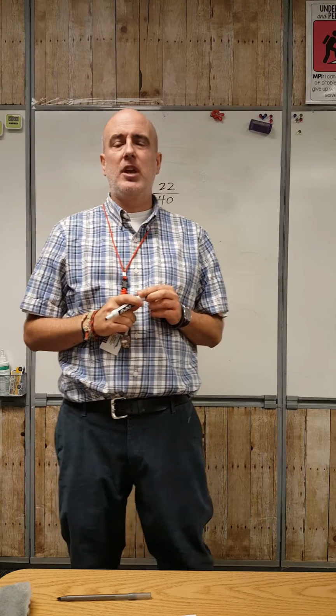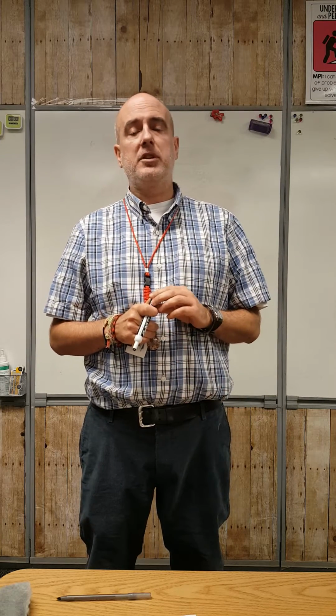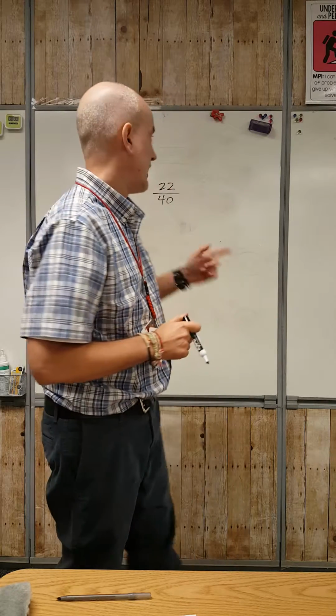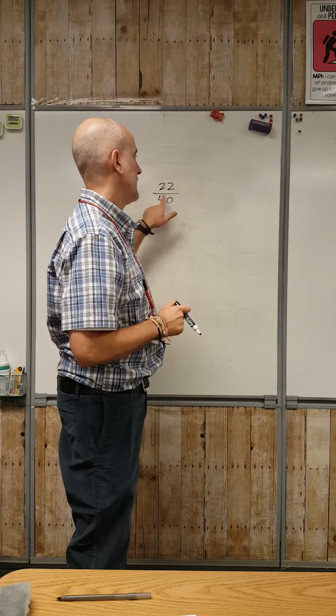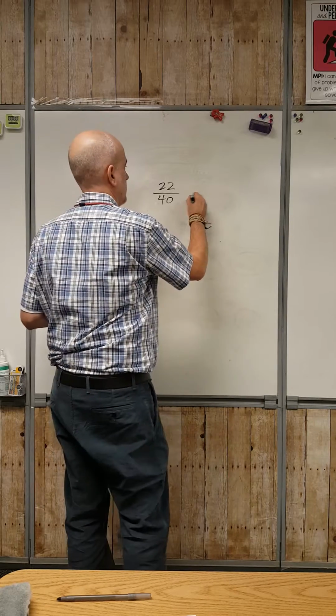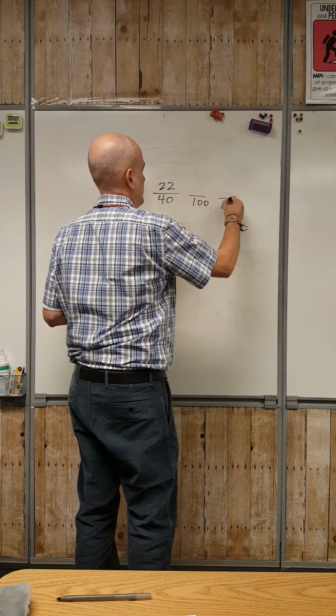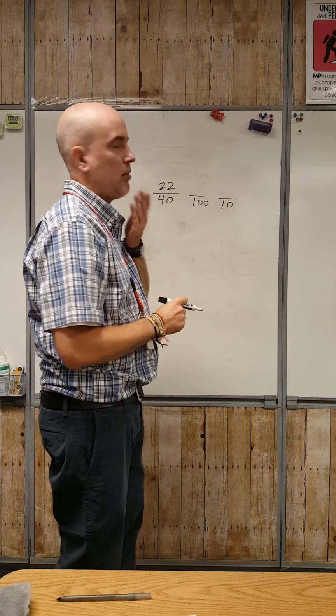The way we've been talking about turning fractions into decimals is trying to turn them into fractions that have 10 or 100 or 1,000 as a denominator, the bottom number. Because if we can do that, then we can easily make them into decimals by just saying the fraction. So I want to see if I can turn 22 out of 40 into something out of 100 or something out of 10.